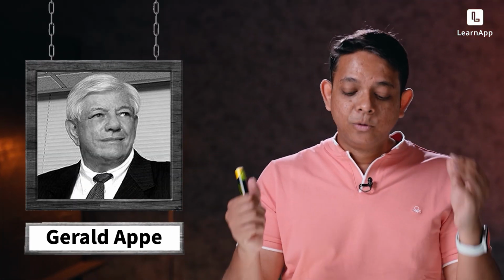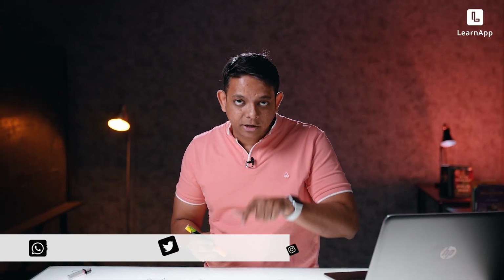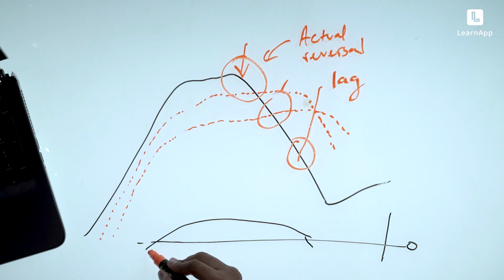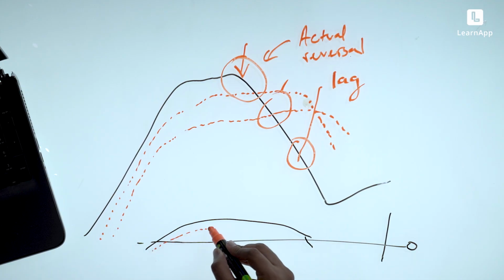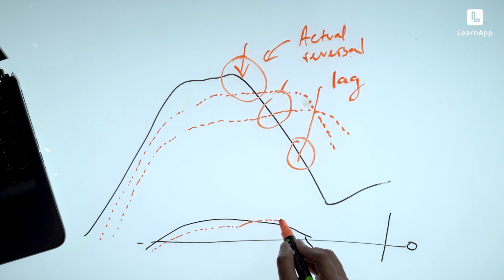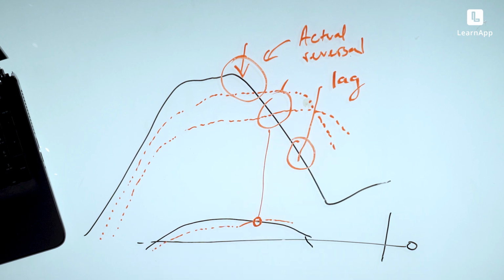Now, what is the trick? The trick is very simple. Gerald Appel, who created the moving average convergence divergence, added one EMA to this particular line. मतलब यहाँ पे एक और EMA उसने add कर दिया. And this EMA actually turns trend faster than our normal moving average. So here a sell signal was generated, which is much earlier.